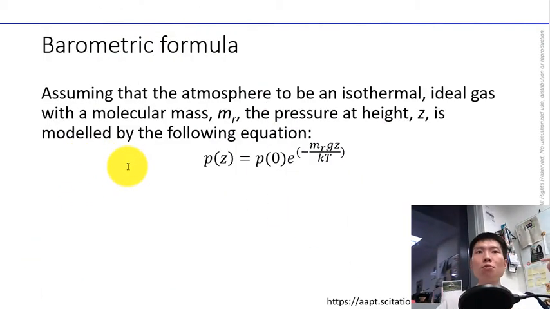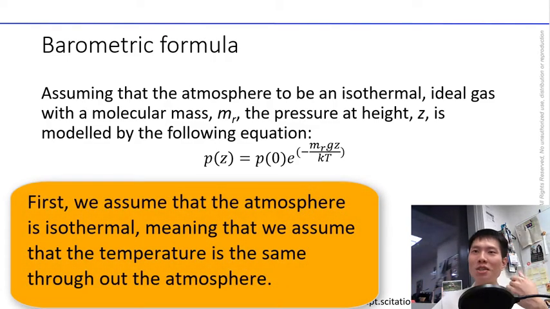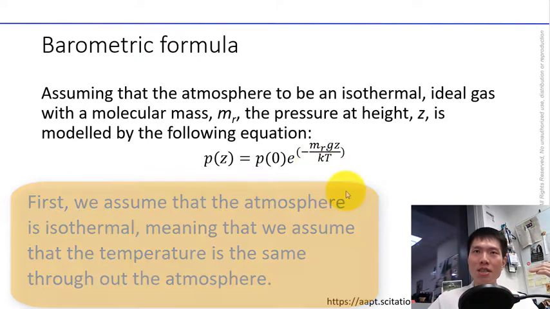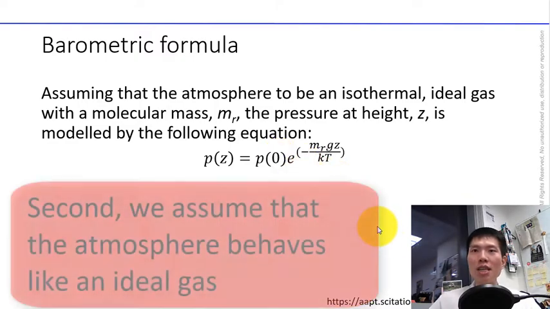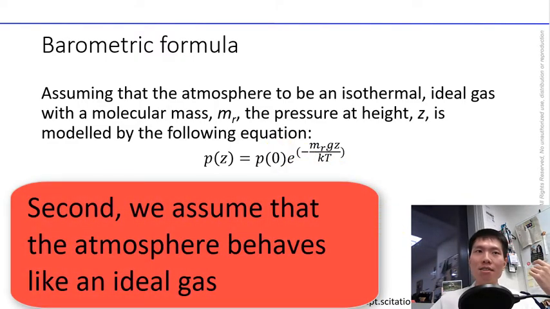Now we can calculate the pressure of the atmosphere at a height above sea level using this barometric formula. Now this formula only works if you take a few assumptions, right? Like all other formulas, assumptions. Always check whether your assumptions hold. First, we assume that the atmosphere is isothermal, which means that the temperature is the same throughout the atmosphere. Now second, we assume that the atmosphere behaves like an ideal gas.